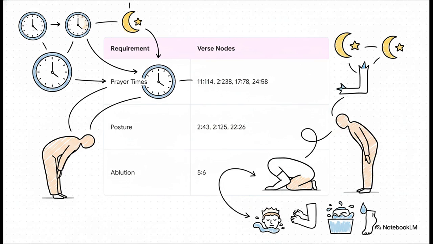Now, what's really interesting about this slide is how it visually proves the mechanics aren't missing. They're perfectly distributed. You want prayer times? Look at 11:114, 20:130, 17:78, and 24:58. They lock in the ends of the day, the middle, the night, and the privacy windows. Posture? Nodes like 2:43, 2:125 and 22:26 lock in bowing and prostrating to Allah alone. Even the precise topology for ablution, face, hands to elbows, head, feet to ankles, is functionally detailed in 5:6.